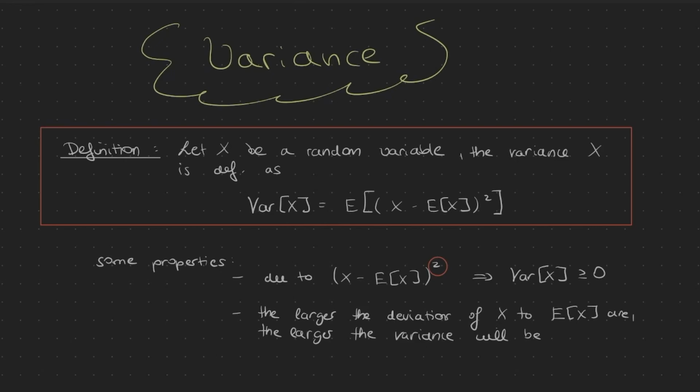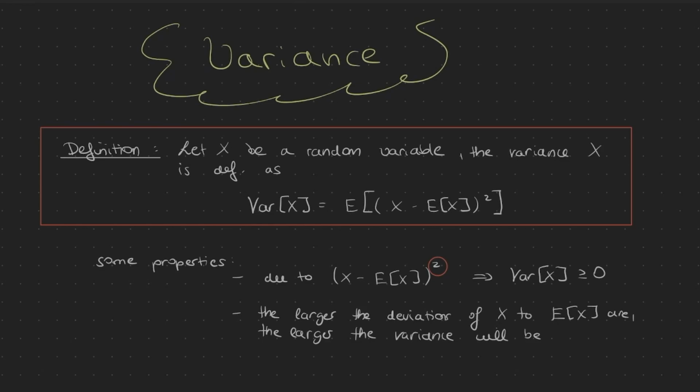So let's dive straight into the definition of the variance and let's break it down afterwards so that everyone can afterwards compute variances. Let x be a random variable. The variance of x is then defined as the expected value of a squared deviation. Deviation is measured by the distance between the realizations of x to the expected value of x.